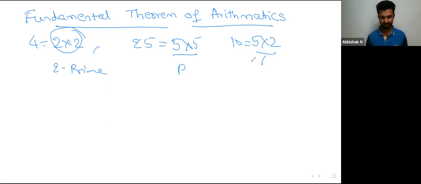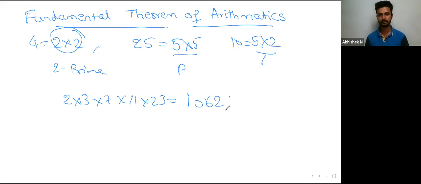And if we allow these prime numbers to repeat, like if I repeat 2, 3, 7, 11, 23, what you get is 10,626. So this is also a positive integer, right?